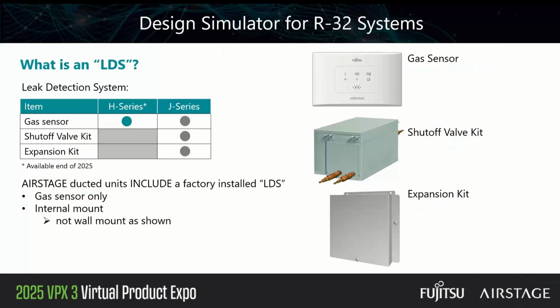And let's talk about LDS for a moment, because you hear this term a lot and you may wonder, well, what the heck is LDS? You probably heard the term RDS. So LDS is really the same thing. So LDS is the term that we use, leak detection system. And although we call it a system, it can be comprised of a single component. Leak detection system could be just a gas sensor. It could be a gas sensor and a shutoff valve kit. It could be a gas sensor and just an expansion kit if we're going to control, say, ventilation only, or it could be a combination of all three. But if you look at the table, H-Series only has one LDS component, which is the wall-mounted gas sensor.